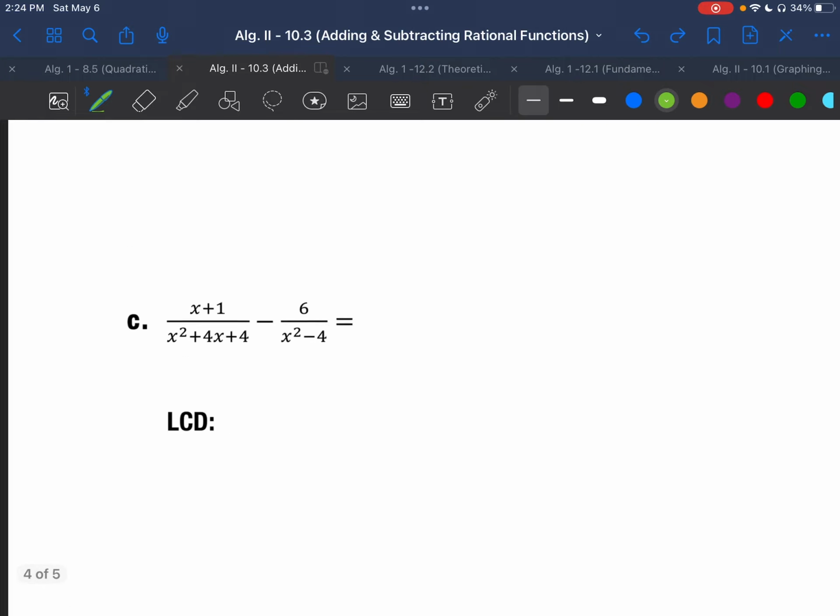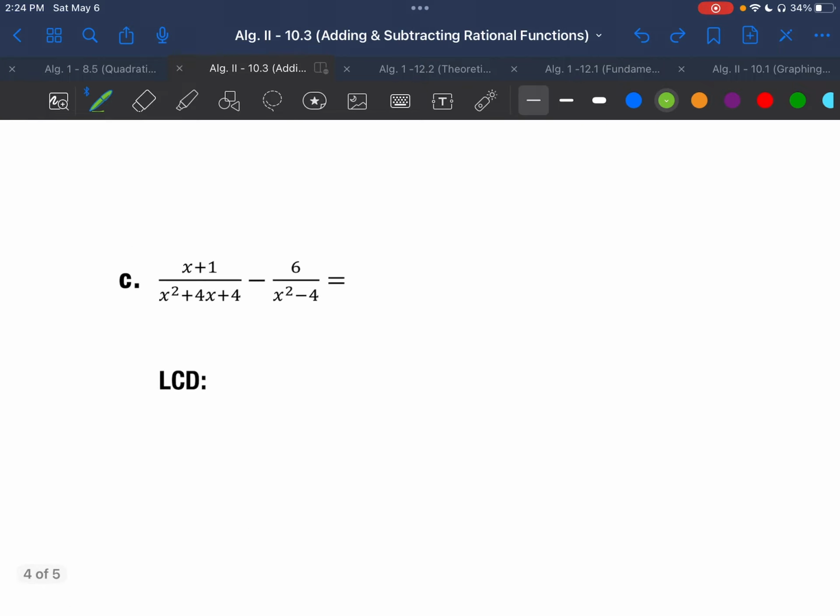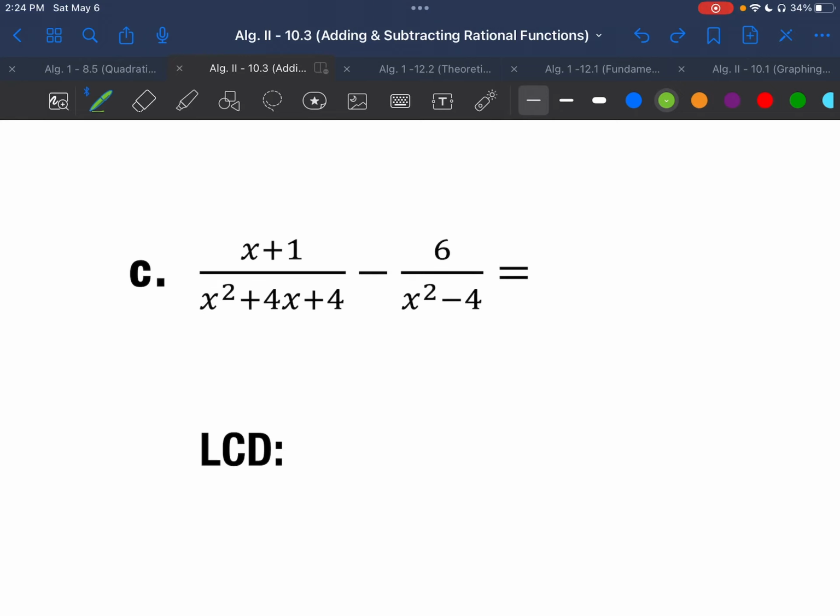All right, C, I would encourage you to try this one on your own. So I'm going to turn this into addition and change the 6 to a negative. And I'm going to factor out each part of the fraction that I can. Bottom left, x plus 2 and x plus 2. Bottom right, x plus 2 and x minus 2.